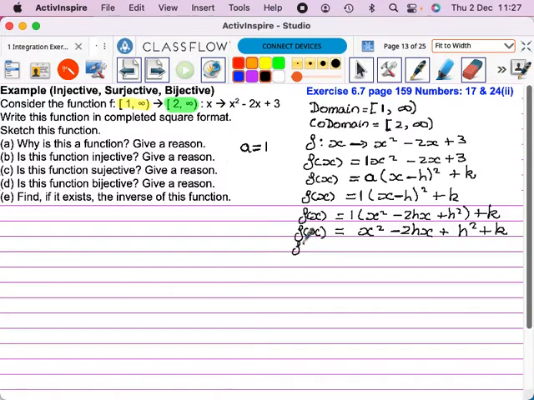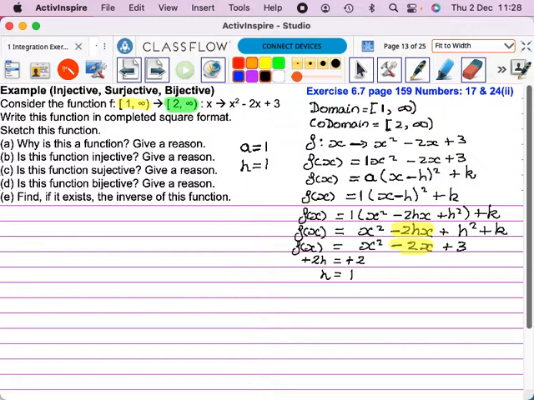And then what we do is we bring down the original equation, which was x squared minus 2x plus 3, and we do the comparison. We compare the x components, and we spot that minus 2h will be equal to minus 2. So we've now got minus 2h is equal to minus 2. We can change the signs on both sides, and we can divide both sides by 2, and we get h is equal to 1.